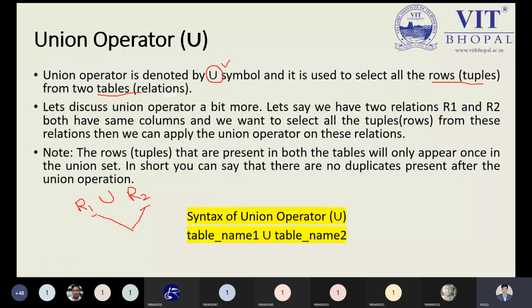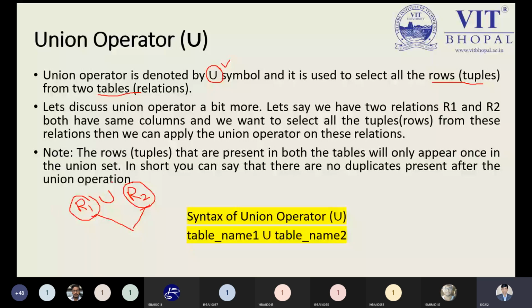Here you have to keep this point in mind properly. It is written over here as a note as well. The rows or tuples that are in both the tables will only appear once. What does it mean? If we have the tuple in R1 and R2, and it is in both relations, then it will be written once in the resultant relation. So the resultant table will have only one tuple value. This is the point you need to keep in mind, and it will discard the duplicacy.